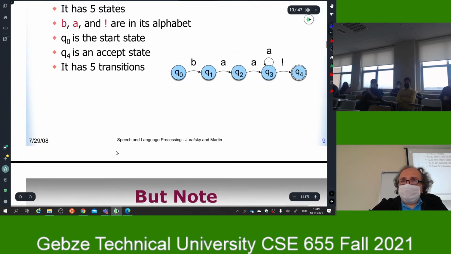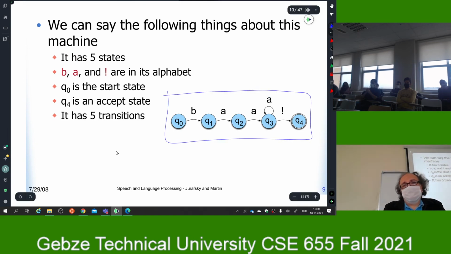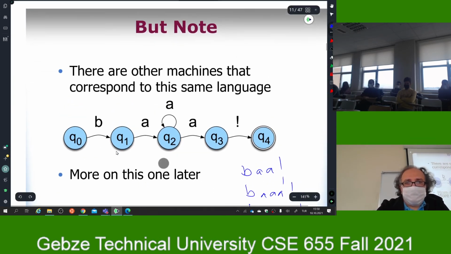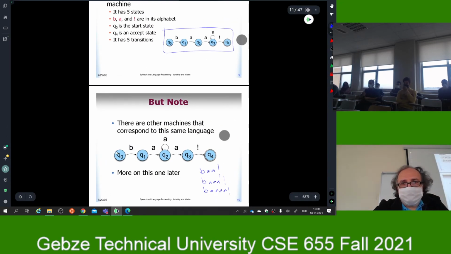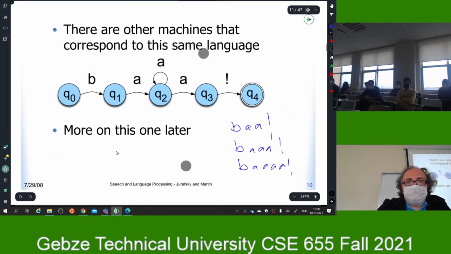You might say that this is the only way to explain, to express, to analyze the sheep language words. The answer is no. There might be other cases. For example, this one is exactly equivalent to this one. These two are equivalent. This one and this one accept exactly the same set of sheep words.